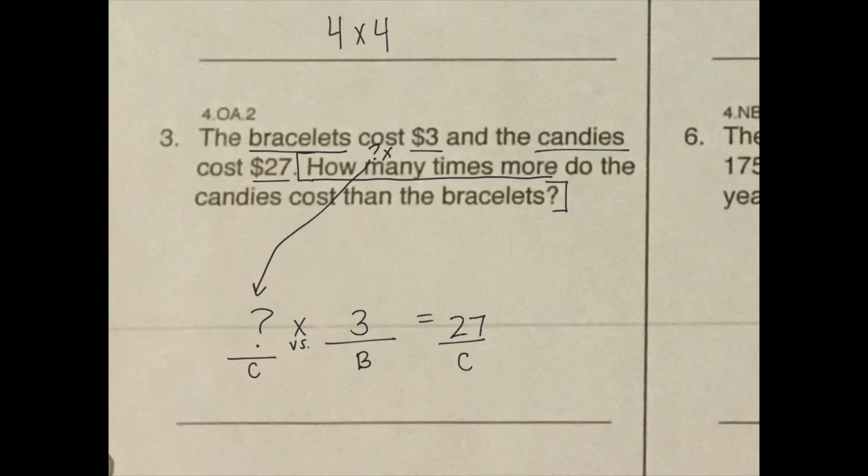So now I can think in my head, what times 3 equals 27? And I should know that 9 times 3 equals 27. So I circle my answer. Now I'm going to write it in a complete sentence. How many times more do the candies cost than the bracelets?